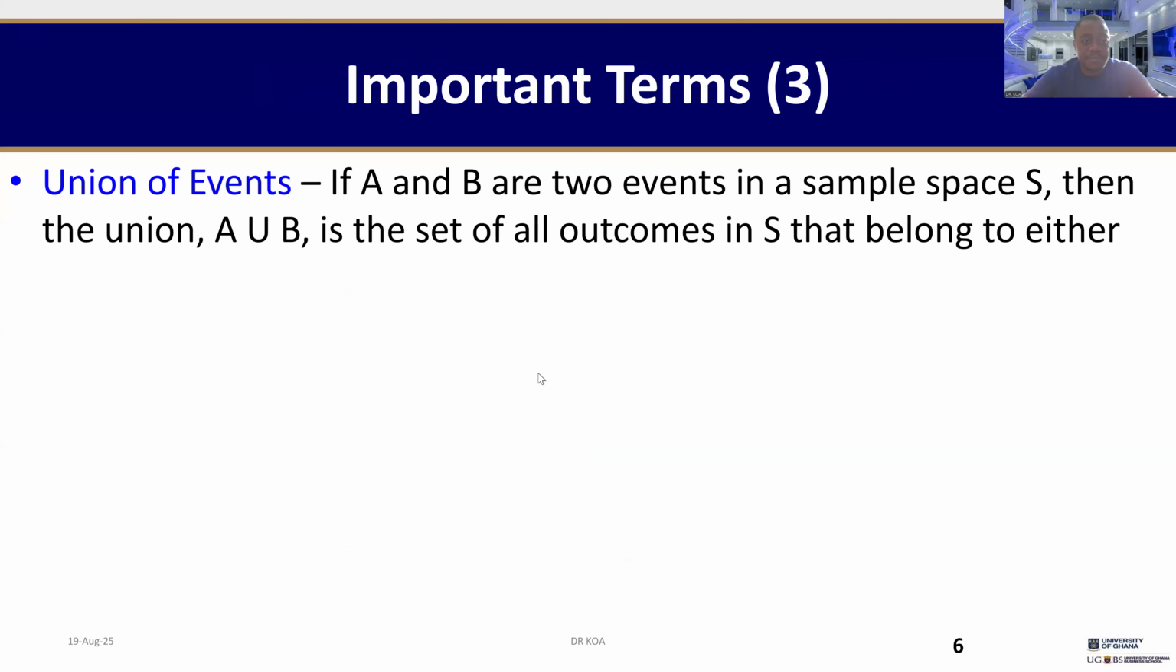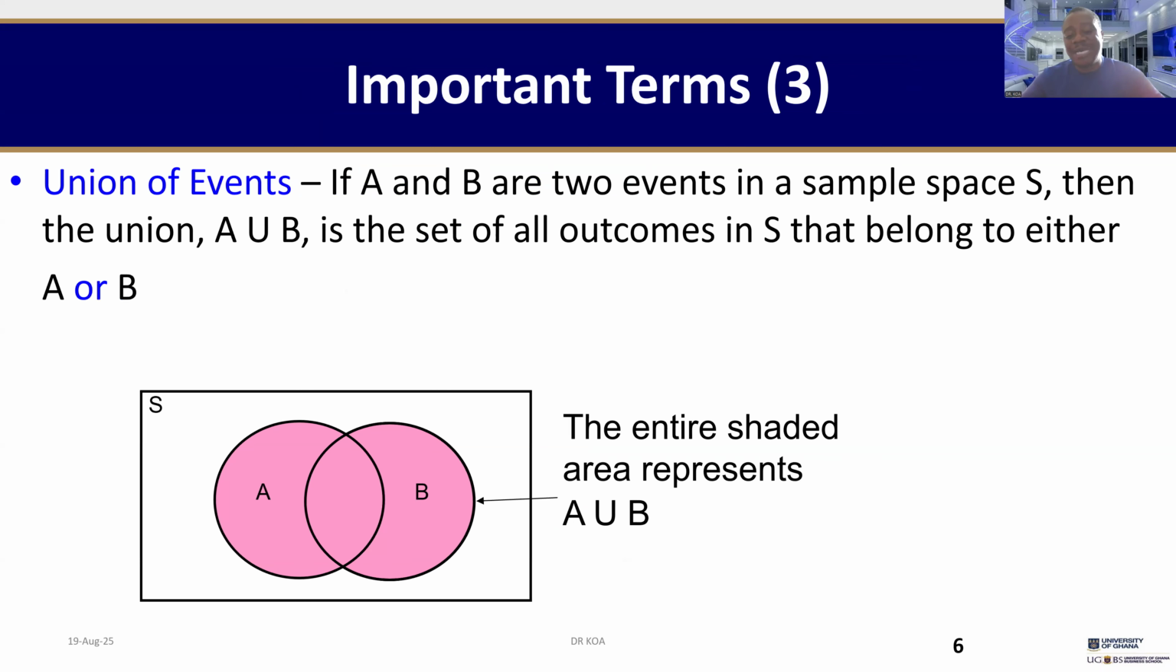Now, another person also mentioned a union event. Now, the union event, you're not separating them. And I'm going to ask you about that very soon. So if A and B are two events, the union of A and B is a set of all possible outcomes in that set. So everything in A and B is a union.